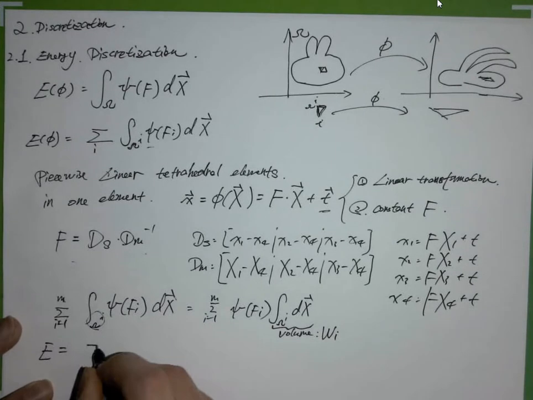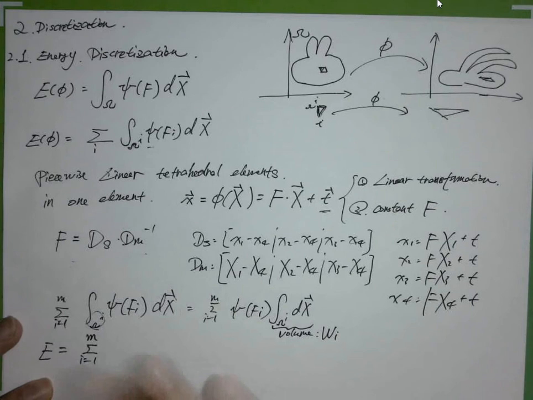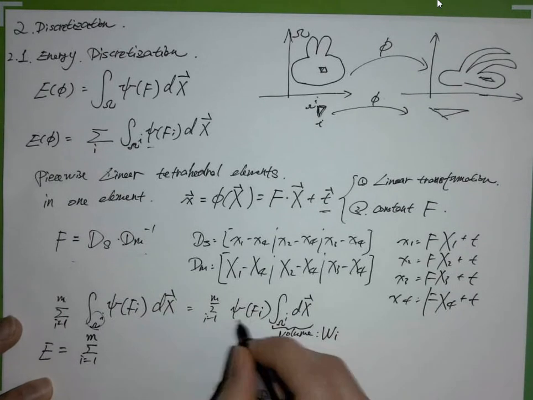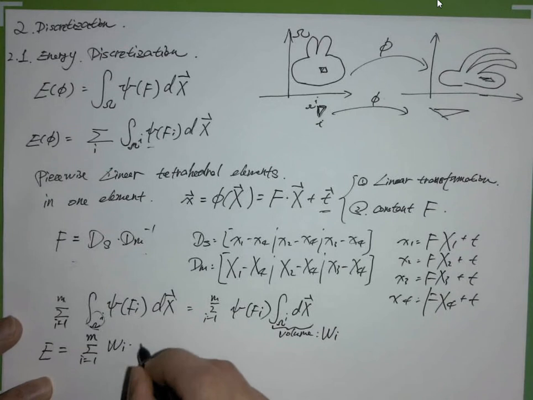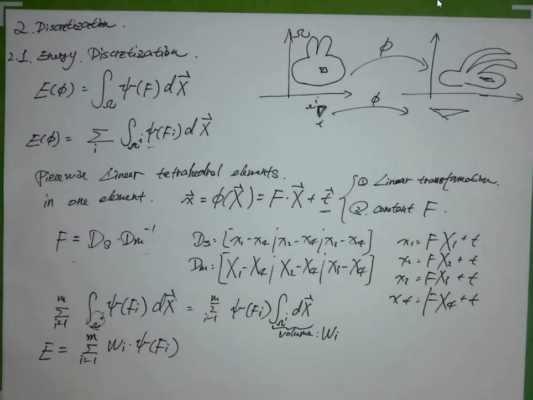All right. So now my total energy is really simple. It becomes the sum over i from 1 to m if I have m elements, of w_i multiplied by phi of F_i. And we know that F_i is piecewise linear, it's constant inside every element. One element has one phi. And okay, so this is our energy.